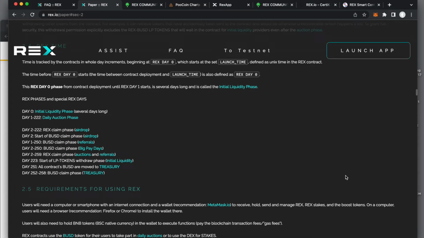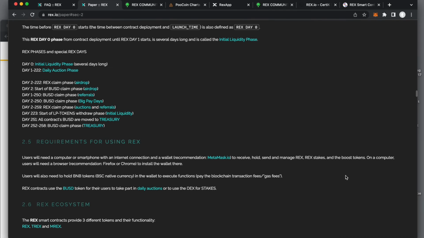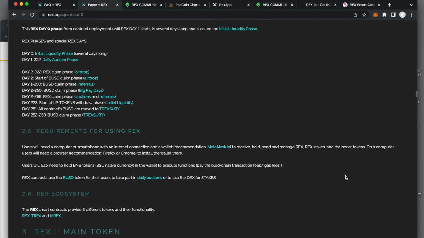So day 0 is the initial liquidity phase. Days 1 to 122 are the daily auction phase, which we'll talk about in the next video. Days 2 to 222 are the days when you can claim your Rex from auction, and also when you can claim your Rex airdrop. Day 2 is the start of the BUSD claim phase, but actually you will have noticed that the BUSD airdrop has already started.